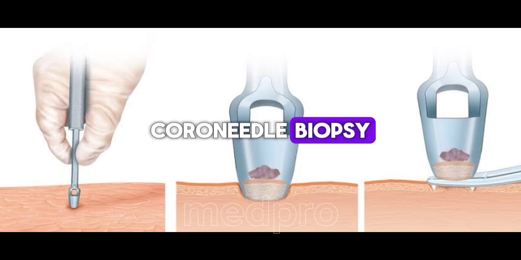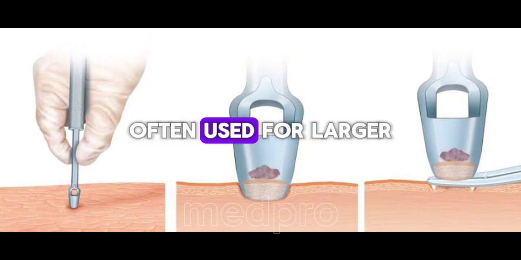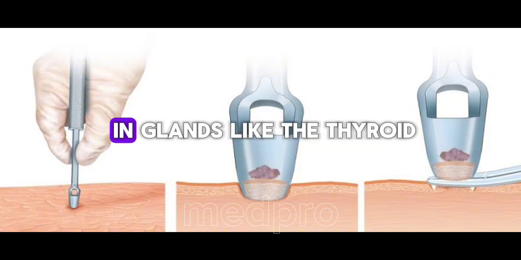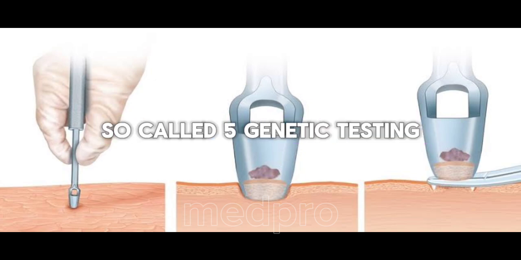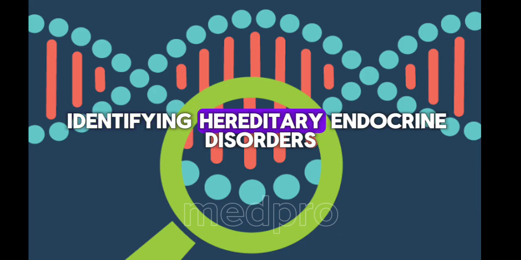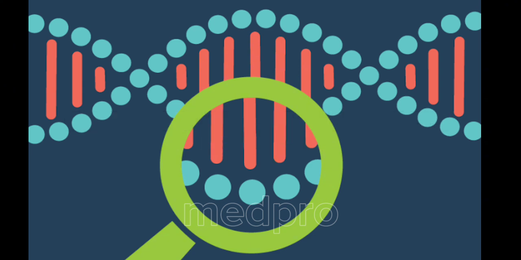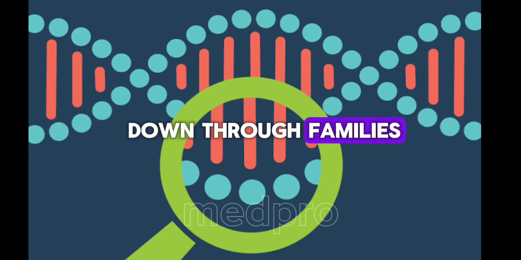Core needle biopsy involves a larger needle to remove a small core of tissue, often used for larger or more solid masses in glands like the thyroid, adrenal glands, or pancreas. 5. Genetic testing, identifying hereditary endocrine disorders. Some endocrine disorders are genetic, meaning they are passed down through families.